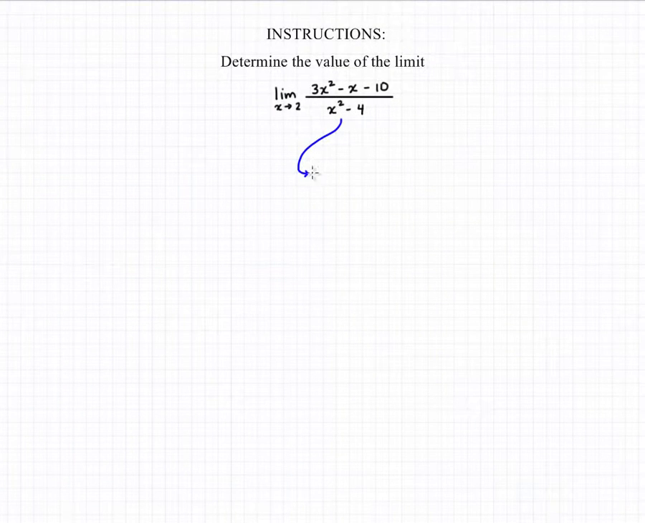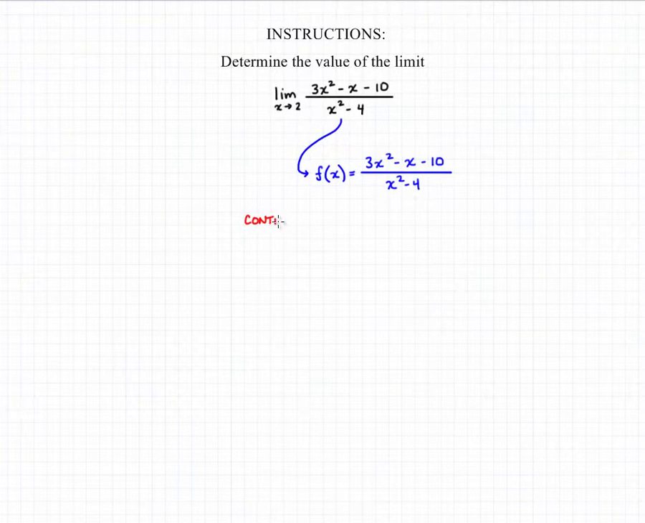In order to find the value of the limit, we first need to recognize that we're dealing with the limit of a function, f of x equals (3x squared minus x minus 10) over (x squared minus 4). Now we'd like to solve this limit by using direct substitution, but we can only do that if the function is continuous at the value the limit's approaching.